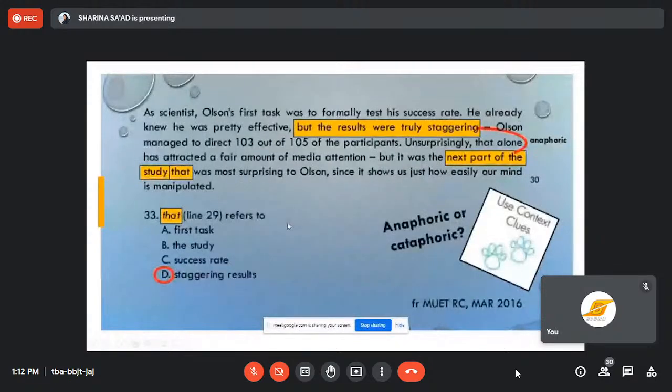Okay. Now, that refer to, this is the anaphoric, cataphoric. That, line 29, refer to. Okay, so here apply the use of anaphoric. Okay, and then the answer is staggering results. Okay, you have to read the sentence before the word that, anaphoric. Okay, the sentence before.